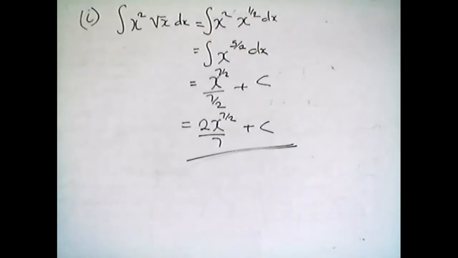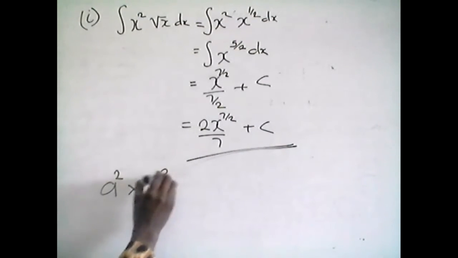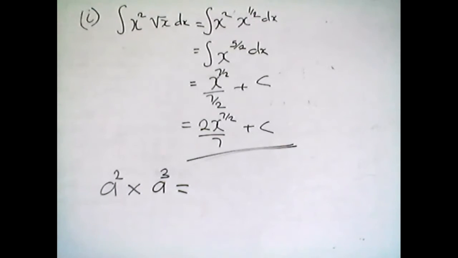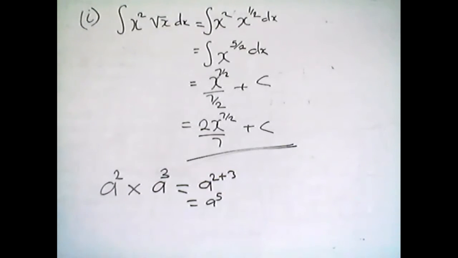Madam, yes. What happened to those two x's, the ones after you said it's the same as x squared times x? So now, when you are multiplying indices that have the same base, what do you do to the powers? When you have a times a, and this one has a power of 2, and that one has a power of 3, what is the answer then? You add the powers. a to the power 2 plus 3 is equal to a to the power 5, isn't it?